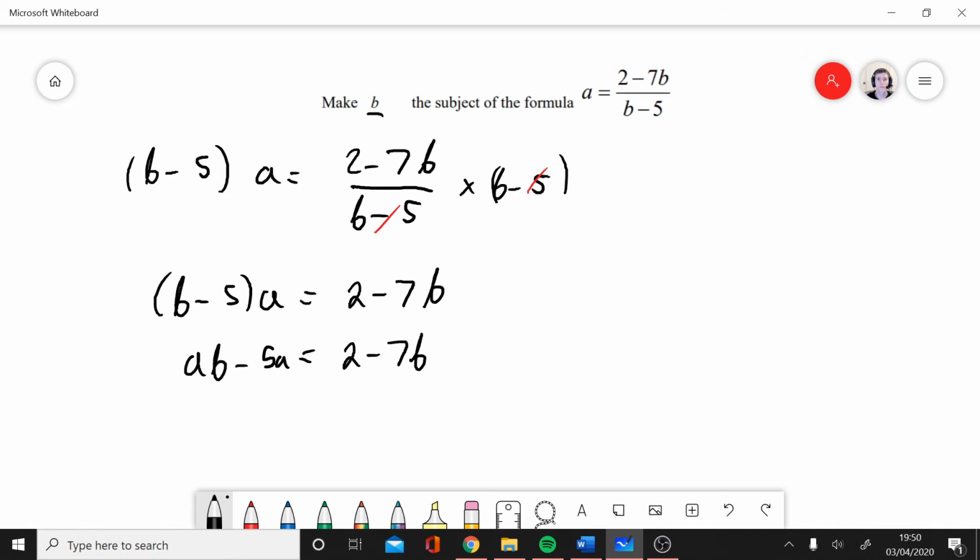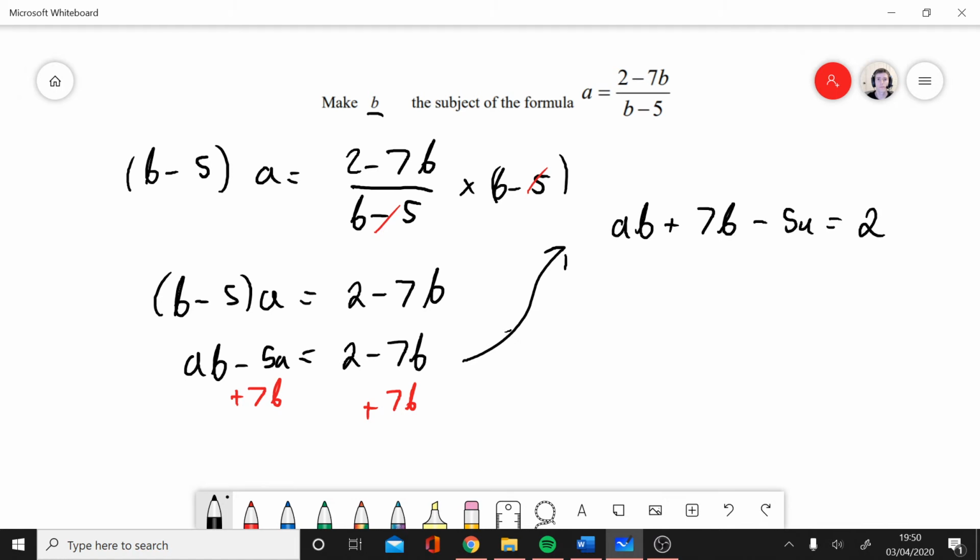So even though they might not be in the same form, because we've got a multiplied by b, and also we have 7 times b, we're going to put them onto one side, and we're going to take out a factor, with that factor just being b. So first I'm going to add 7b to both sides so that I have the b's being moved over. So over to here, we have ab plus 7b minus 5a being equal to 2.